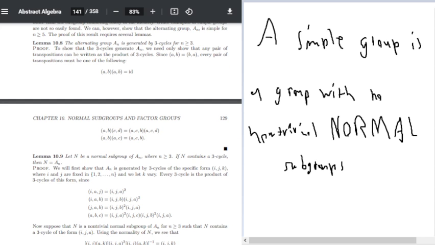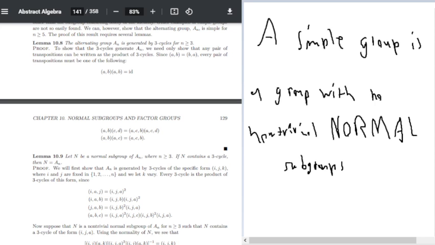So, let's begin. Lemma 10.8. The alternating group A_n is generated by 3-cycles for n greater than or equal to 3. Proof. To show that the 3-cycles generate A_n, we need only show that any pair of transpositions can be written as the product of 3-cycles. Since (ab) equals (ba), every pair of transpositions must be one of the following: (ab)(ab) equals id, (ab)(cd) is equal to (abc)(acd), or (ab)(ac) is equal to (acb).